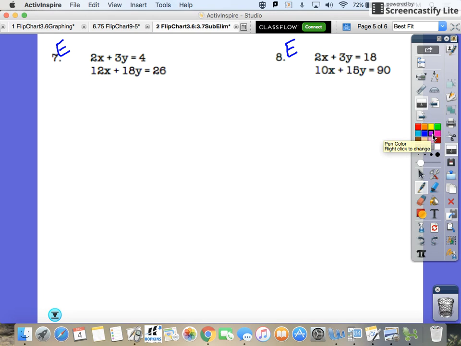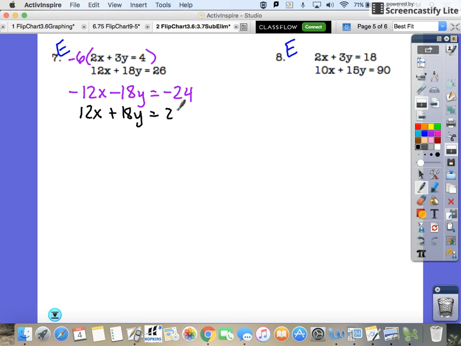All right, here, this one, 2 and 12, or 3 and 18, both kind of work out nicely. What I'm going to do is take this times negative 6. I'm going to do it times negative 6 because then our signs will be opposite. So we're going to get negative 12x minus 18y equals negative 24. Our second equation will stay the same. It'll be 12x plus 18y equals 26.